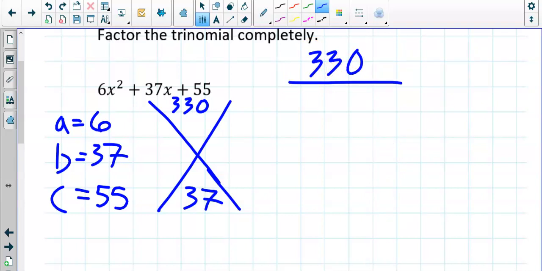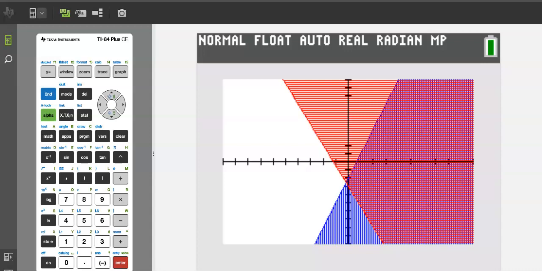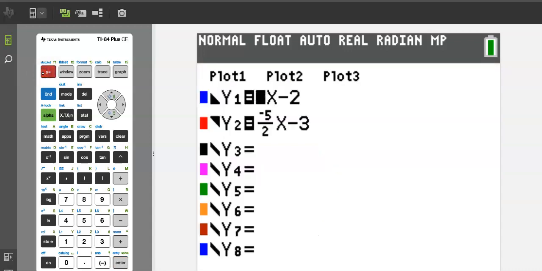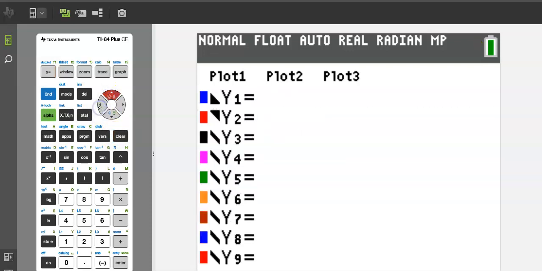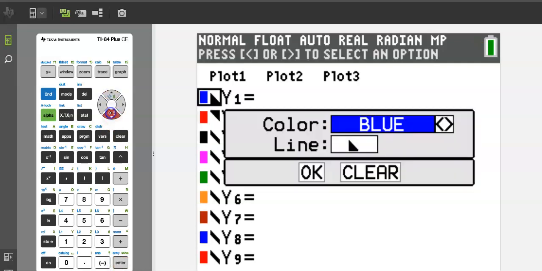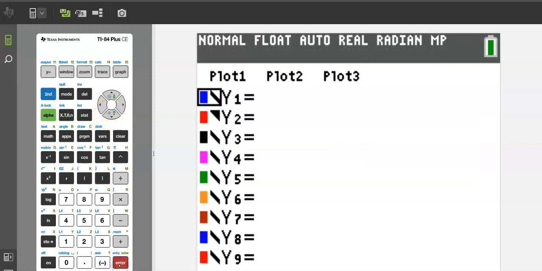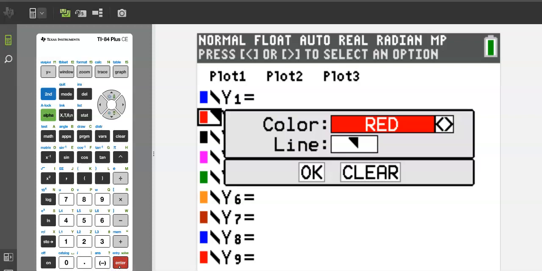If you stink at finding factors, let me show you something that you can do on your calculator. Go up here to your calculator, go to the y equals part. I got to clear out my stuff from before, and I'm going to turn my little triangle back into the normal line. Same thing for this guy. Nice little trick to help you find factors.